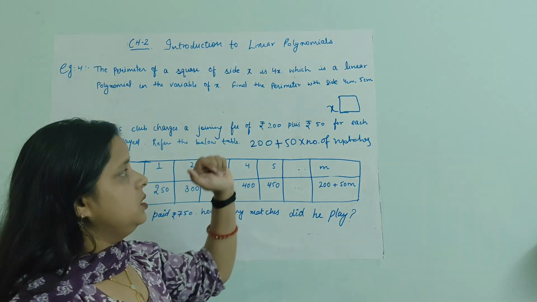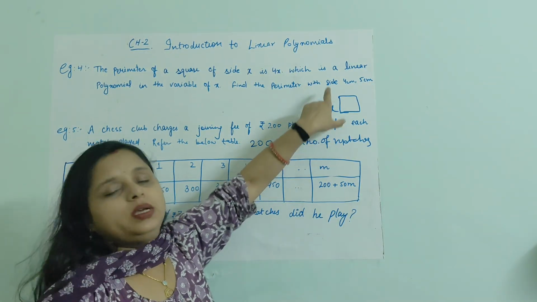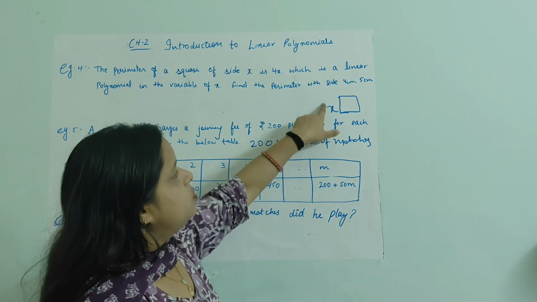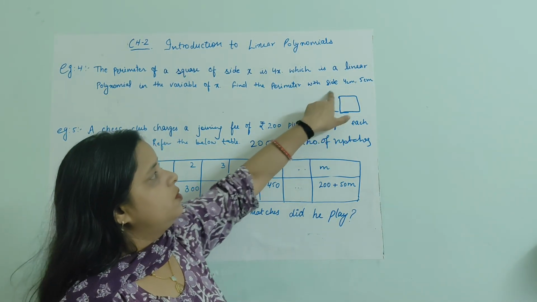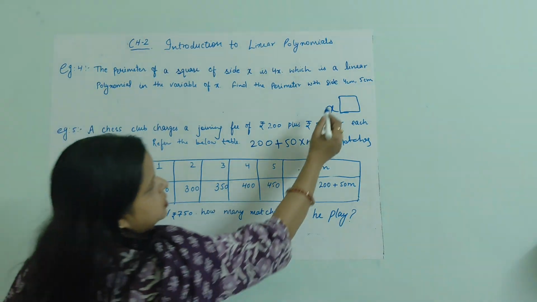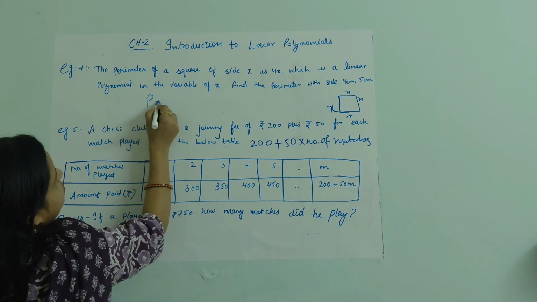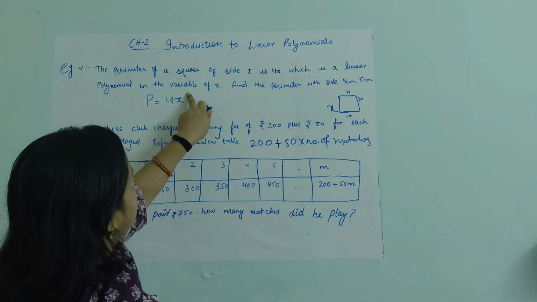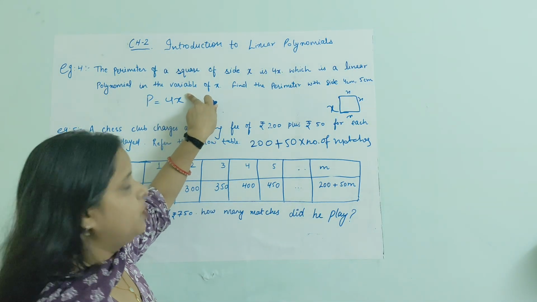What is it saying? It is saying that we have a square, and all the sides of a square are equal. So suppose the length of the square's side is x. What will be the perimeter of the square? It is x plus x plus x plus x, so it will be 4x. So the perimeter of the square equals 4x. Here the power of x is 1, so it is a linear polynomial.